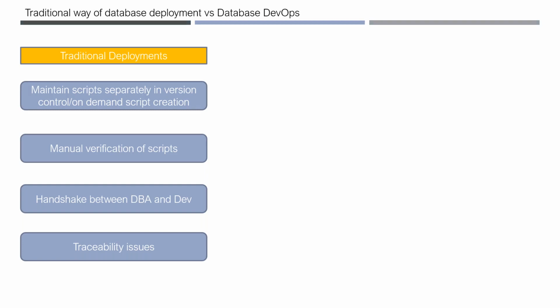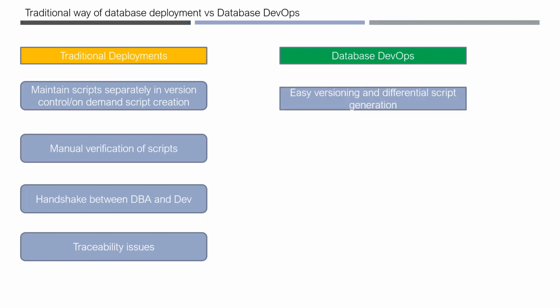And then finally, traceability issues. We just talked about it. We don't know which script is related to which requirement, or which script is available in which environment. So these are some of the issues in the traditional way of database deployments, or some activities that we do. So in database DevOps, what we do is, it's no versioning here.